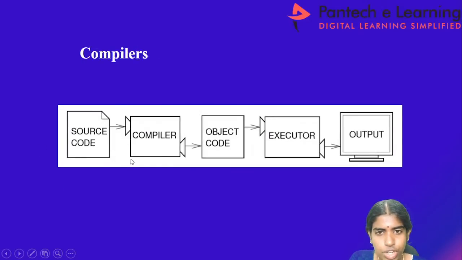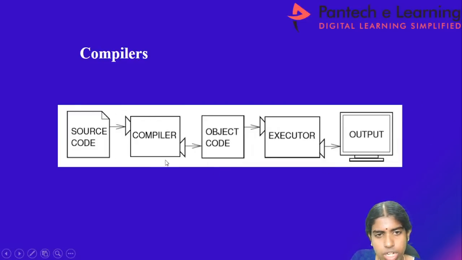And what are all the different units that are present in a compiler? So I have a source code block. It is given to the compiler unit. Whatever is the source code written by the programmer, it is given to the compiler, and then it is converted to the object code. And then it is given to the executor. Finally, I am going to get the output from the output monitor.